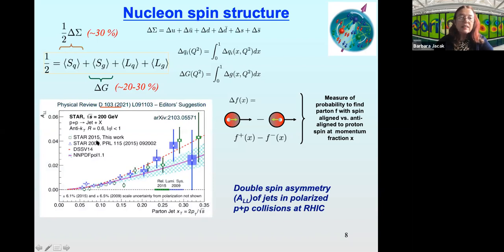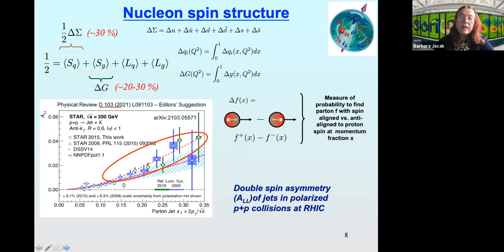I just want to highlight this very recent spin result from STAR. What's shown here is the double spin asymmetry for jets in polarized proton collisions, plotted as a function of the jet's XT. And you can see here that the new results in green agree pretty well with the old results in blue and really verify that this DSSV14 curve is preferred.